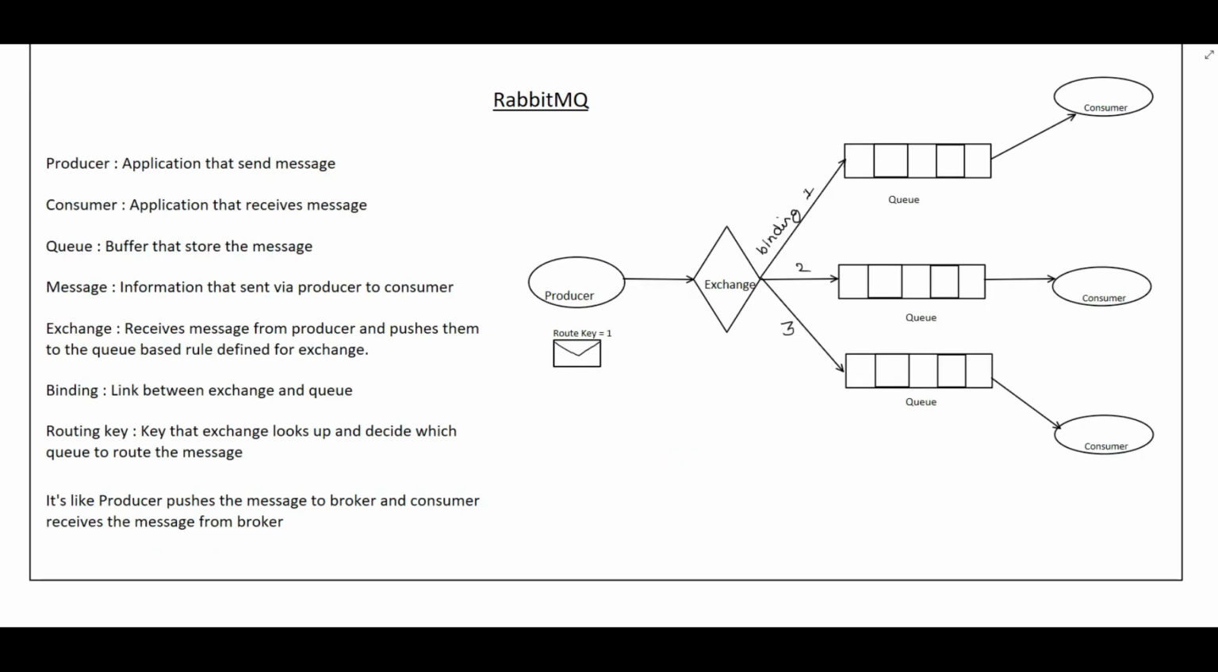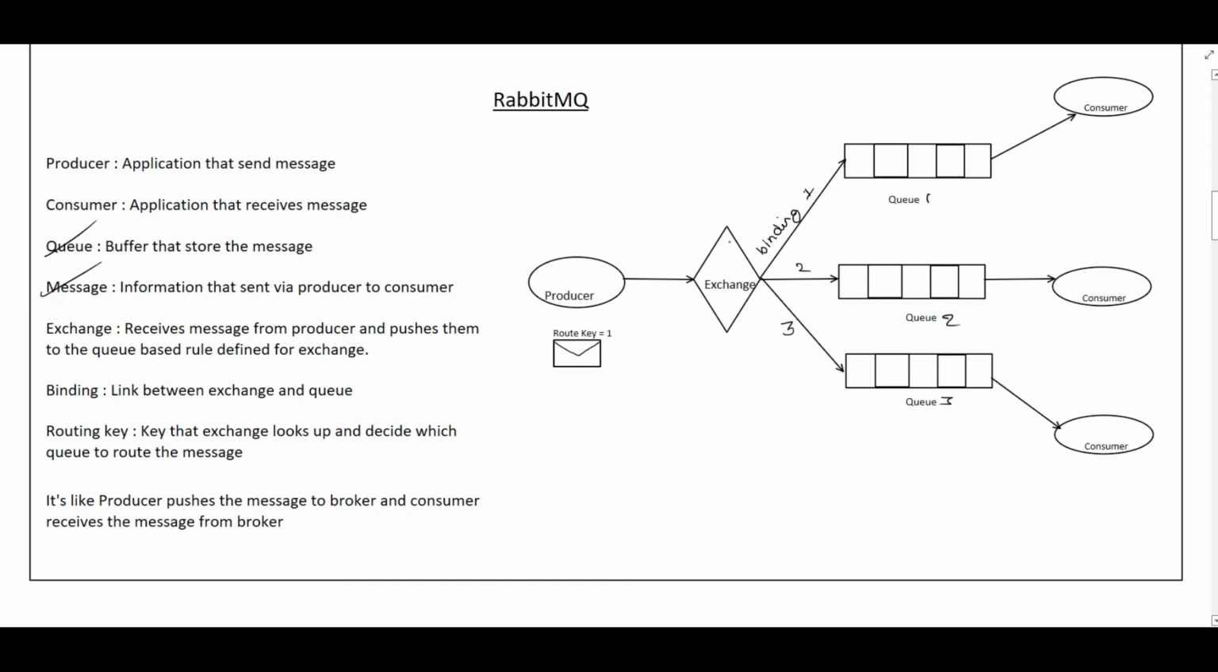So let's first talk about RabbitMQ. So there will be a producer. So I have defined here the producer. So who is the producer? The application that sends the message will be the producer, and the consumer. Who is the consumer? The application. Here I have defined the consumer which will receive the message, right, from the producer. And what is a queue? Queue is nothing but which will store the messages. So I have defined here three queues. Q1 and the message. What is the message? So the message I have defined here is the information that is sent via the producer to the consumer.